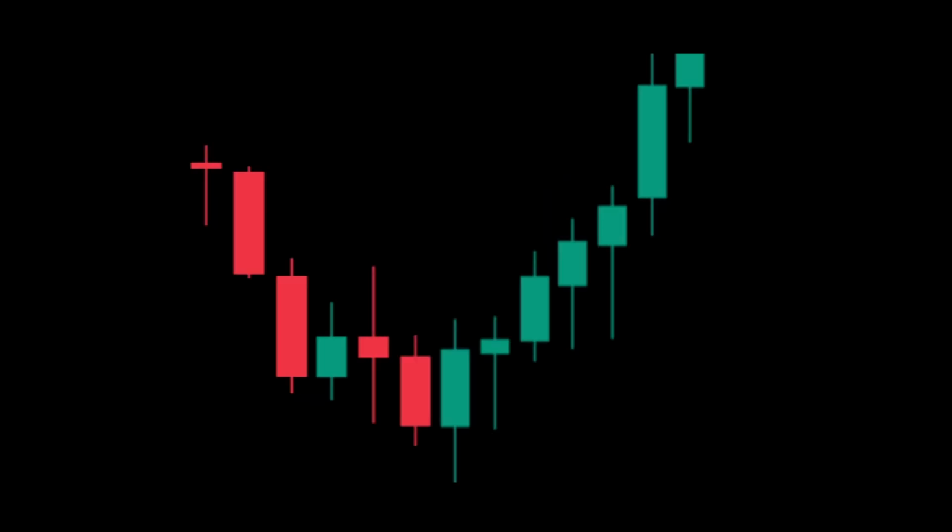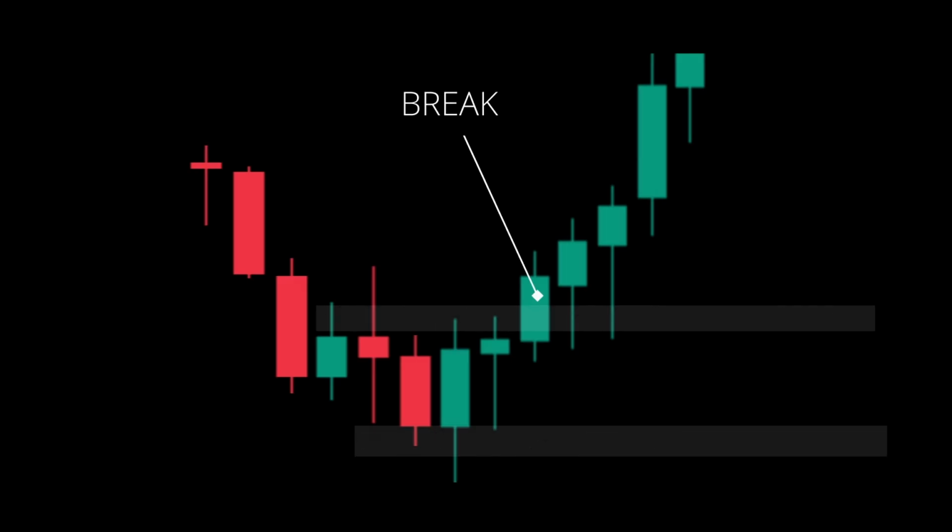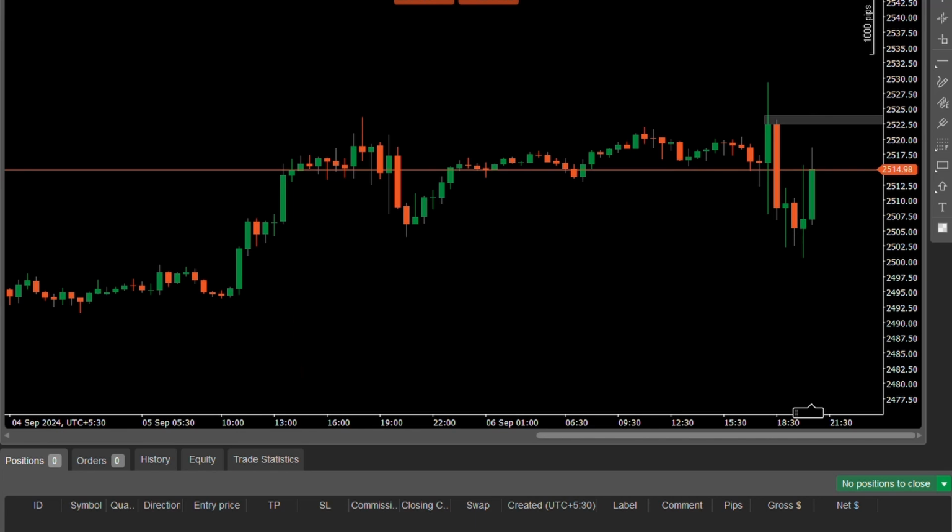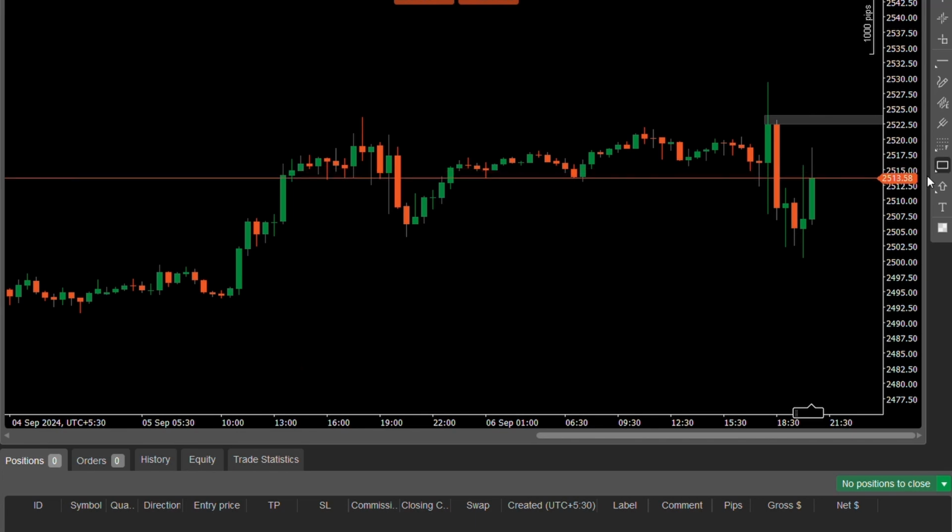3. Price action context. Ensure the candle aligns with the trend or breakout direction. For example, a high volume candle breaking out of consolidation in an uptrend is more reliable than one in a choppy market.